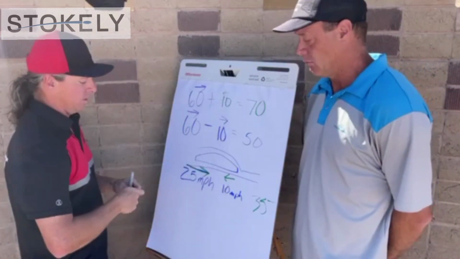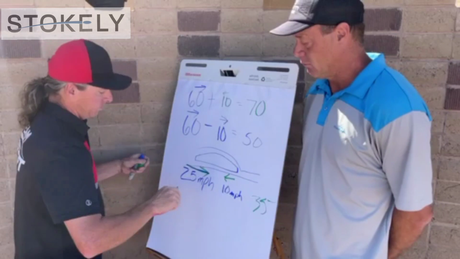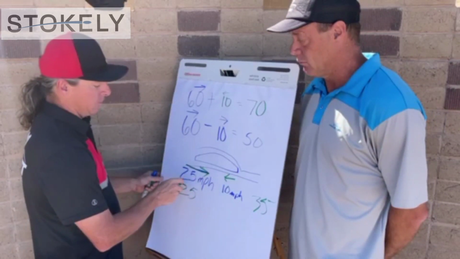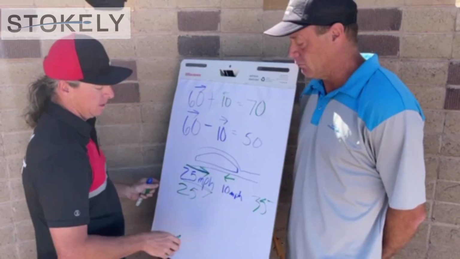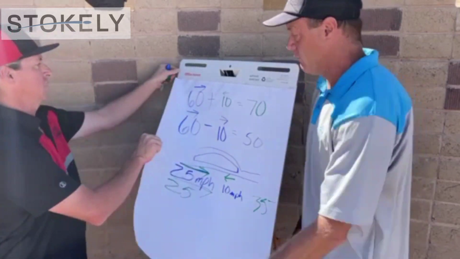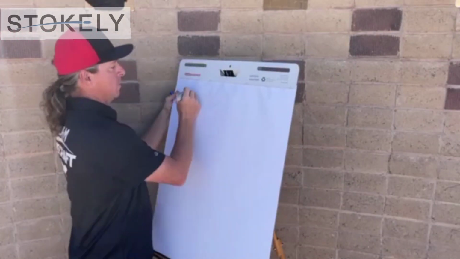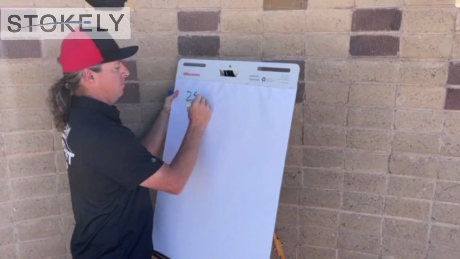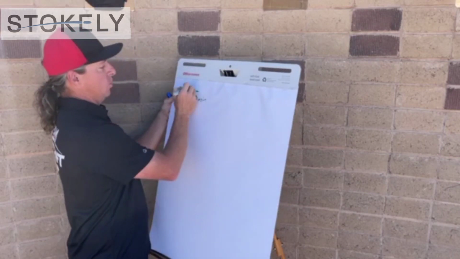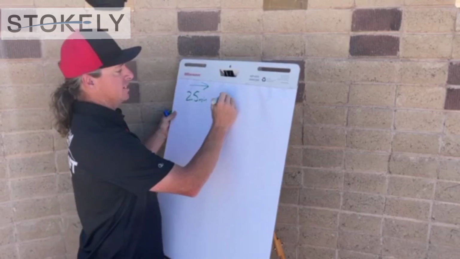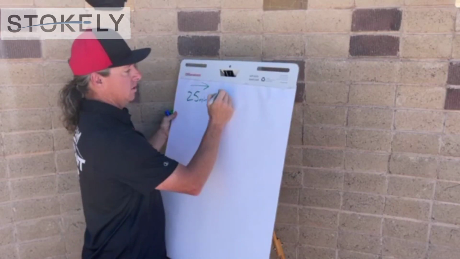But let's go to the tailwind. I go 25 mile an hour, and I'm throwing this direction again, right? Let's do another paper. So for tailwind, I throw 25 miles an hour, and I'm throwing this direction. I've got a 10 mile an hour tailwind.